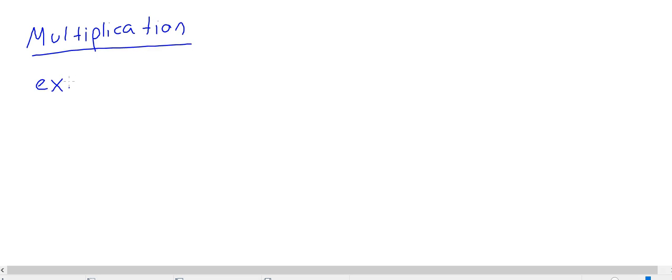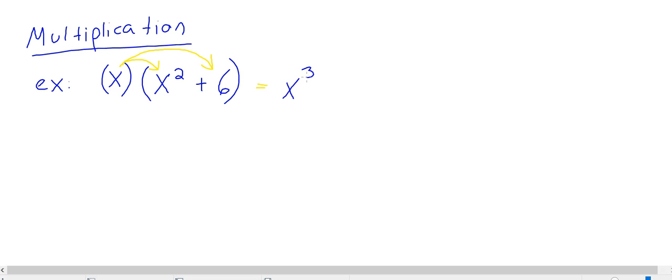Let's say I have my monomial x, and I am multiplying this monomial times this binomial x squared plus 6. What we need to do over here is multiply every term in the binomial by this one monomial, which isn't too difficult. It's just like distributing. We're distributing the x over the x squared, and we're distributing the x over the 6. So let's see what this becomes. x times x squared is x cubed. x times 6 is 6x. And that's the answer to the question. It's not so difficult. Let's look at another example.